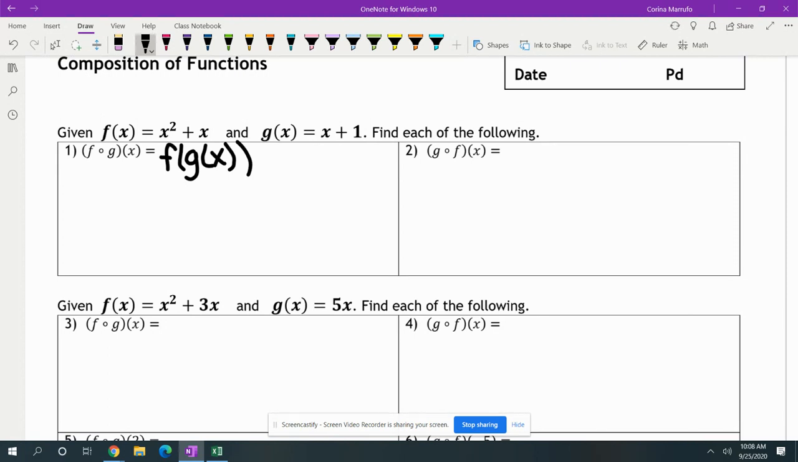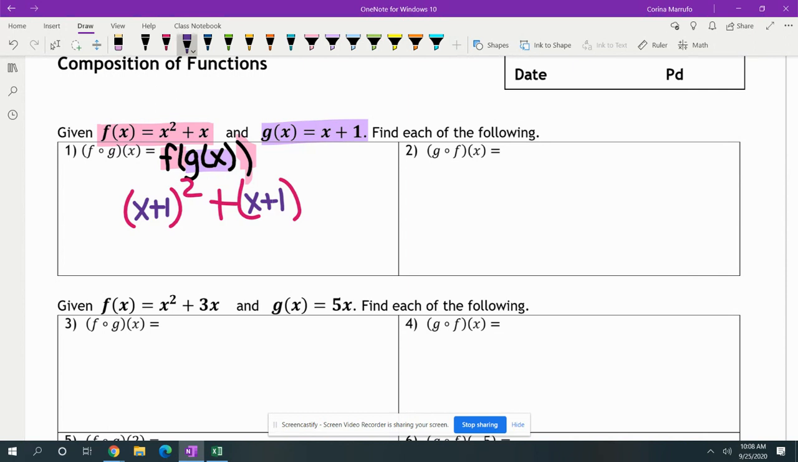Okay, so the way that we're going to do this is we're going to start off with the f function. And everywhere we see an x, we are going to leave it blank. So we have blank squared plus blank, because it's x. And then in there they want us to plug in our g of x function. My g of x function is x plus 1. So in these spaces, I'm going to plug in x plus 1. All right, so here: x plus 1 squared plus x plus 1.